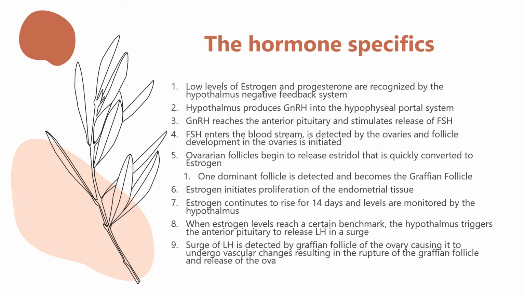Now, this luteinizing hormone is going to enter the circulatory system and again go act on the ovaries. By this point, the endometrium in the uterus is regenerating. The ovary has one dominant follicle called the Graafian follicle, and the luteinizing hormone is going to act on that Graafian follicle. It is going to increase the vascularity of the tissues surrounding that follicle and cause them to become so dilated that it ruptures, releasing the ova. And at this point, ovulation has occurred.